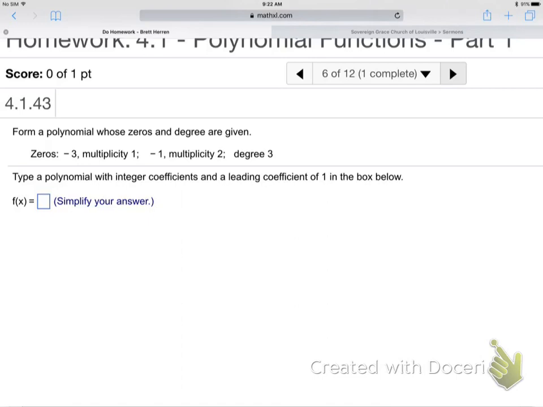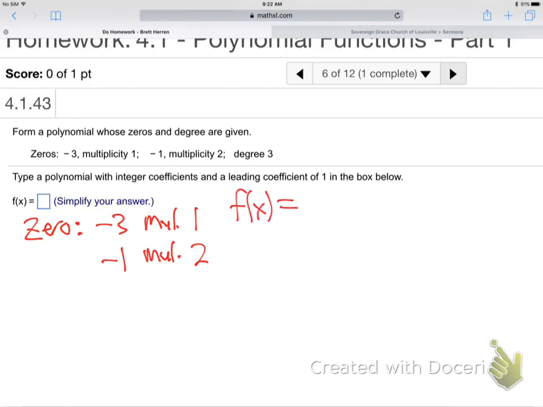All right, so number 6. Yeah, let me write this out maybe in a way that's easier to see. So one zero is negative 3 with multiplicity 1. We'll talk about that. And then another zero is negative 1 with multiplicity 2. So we got a zero, which is negative 3, multiplicity 1, and negative 1, multiplicity 2. So first off, they want the equation, the function.